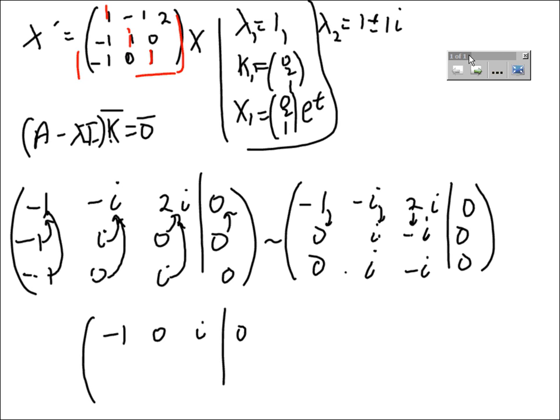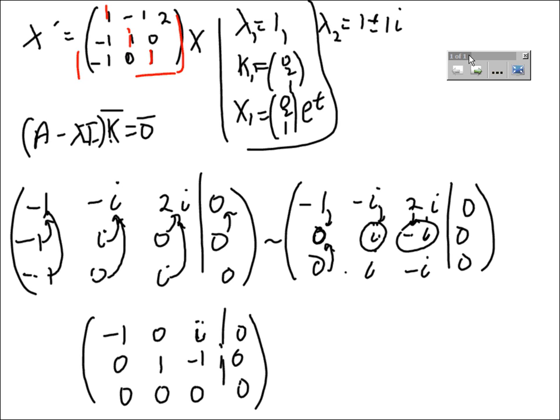The second row, I'll multiply by negative i. 0 times negative i is 0. i times negative i is 1. Negative i times negative i is negative 1, I meant to say. And 0 times negative i is 0. Now, the second and third row, I'm going to subtract, and that'll be the new row 3. Actually, row 2 and row 3 are the same. So when I subtract, I get 0.